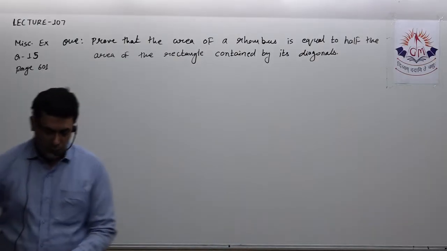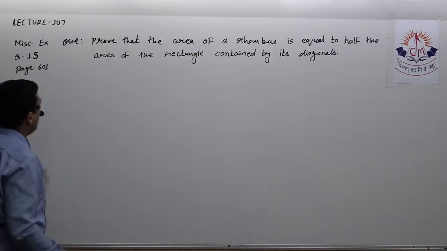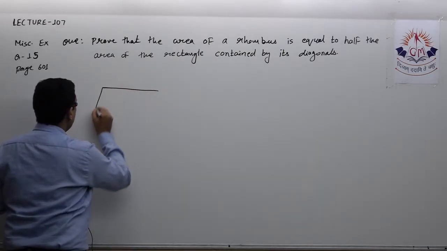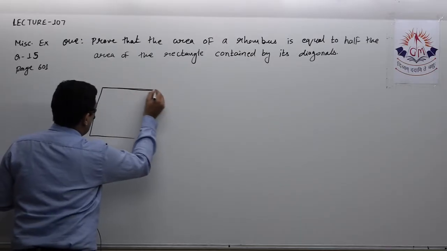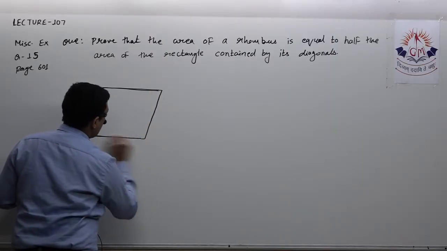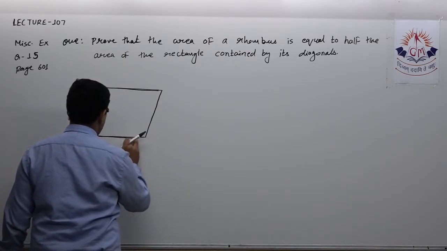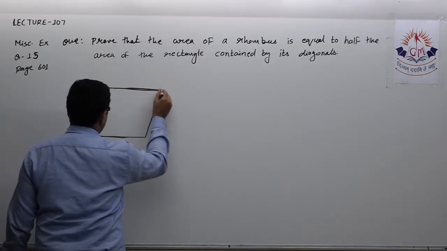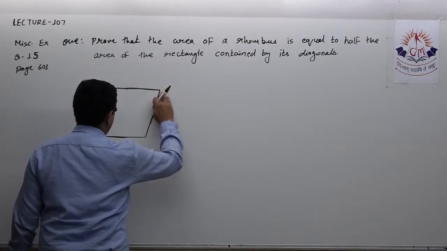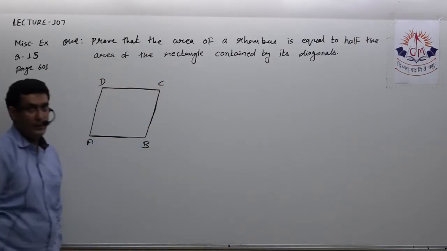First of all, this question looks a little bit complicated in language. So first of all, we understand what the question wants to say. We have to prove that area of a rhombus. So let us draw a rhombus. This is the rhombus ABCD.